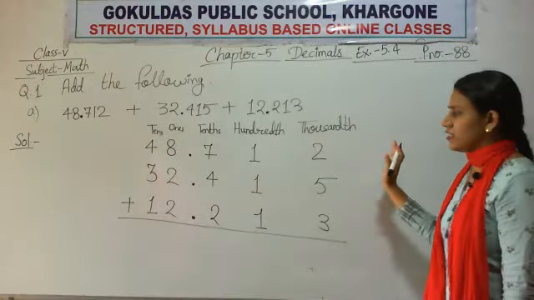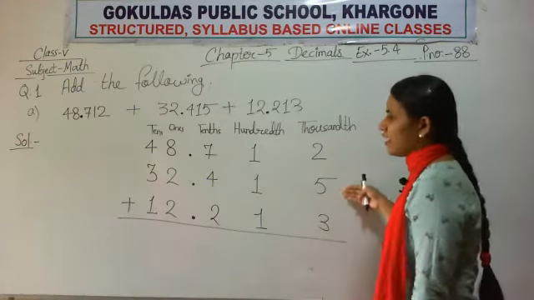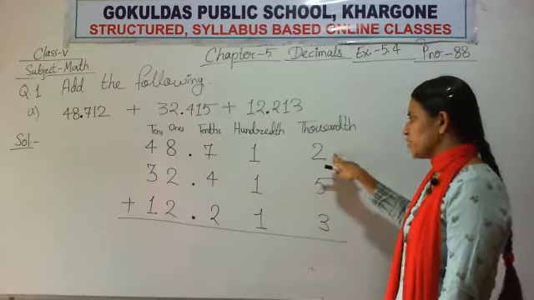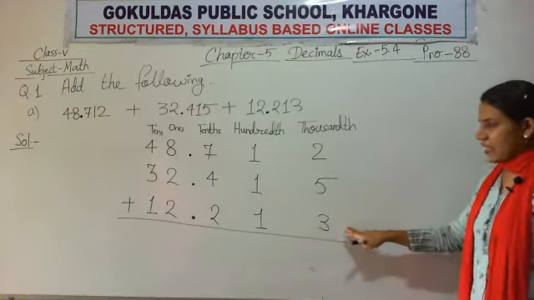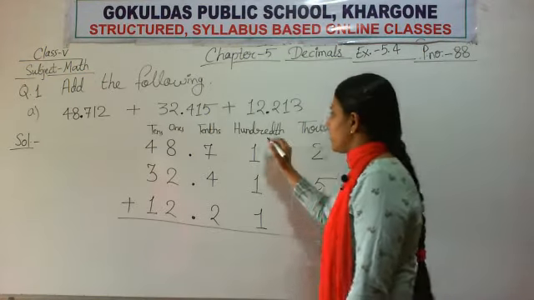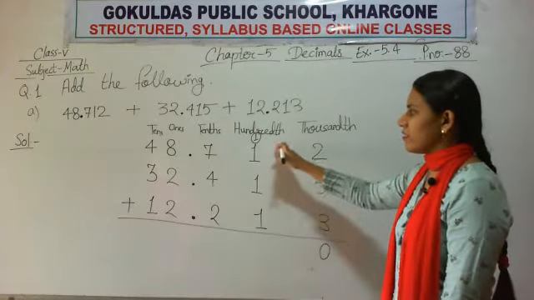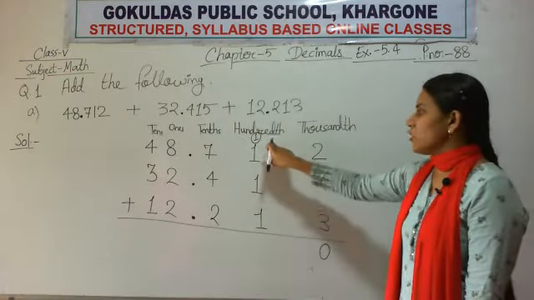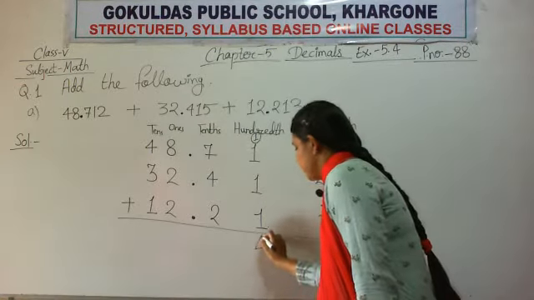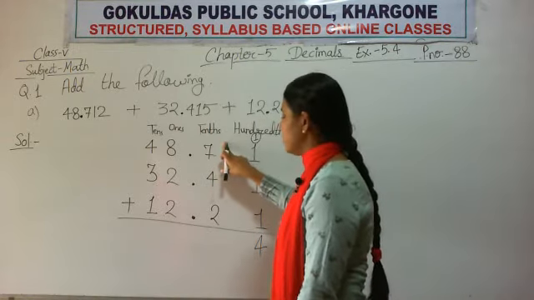Always start addition from the right hand side of the numbers. Okay, so start adding from the thousandth column. 2 plus 5 plus 3. 2 plus 5 is 7. 7 plus 3 is 10. Right? So 0 here, 1 carry forward. Now add the digits in the hundredth column. 1 plus 1 plus 1 plus 1 is 4. Write 4.